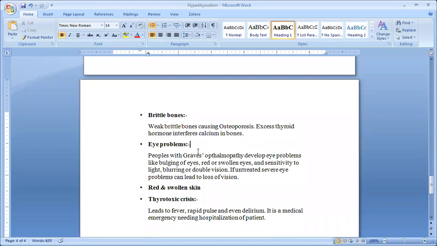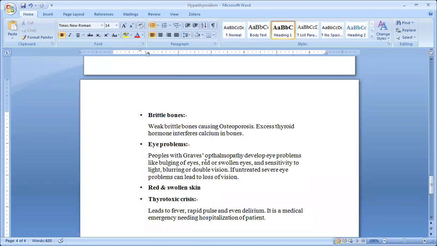Next one, the eye problems. In Graves' disease: protruded eyes, bulging of the eyes, swelling of the eyes, redness in the eyes, sensitivity to light, blurring vision or double vision. If we do not treat, then what happens? We can lose the vision. There will be loss of vision. What are the main eye problems?